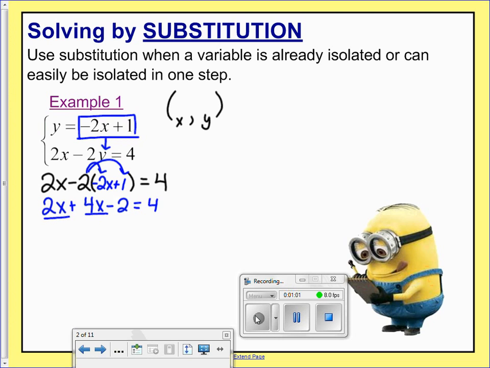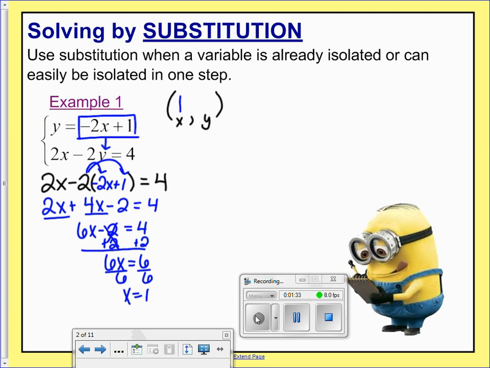I'm going to combine like terms, so 2x and 4x, when I add them together, I get 6x. I'm going to add 2 to the other side. That will cancel on the left, so I'm left with 6x equals 6. Divide both sides by 6, and x equals 1. So what I know is that when I solve a system of equations, I'm looking for an intersection point. I know that the x value of the intersection point is 1.